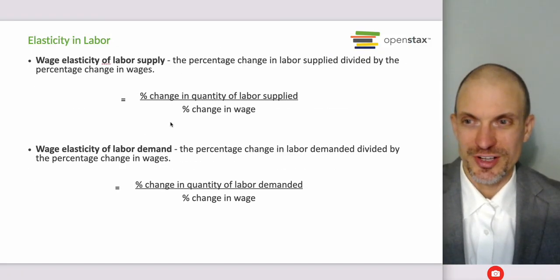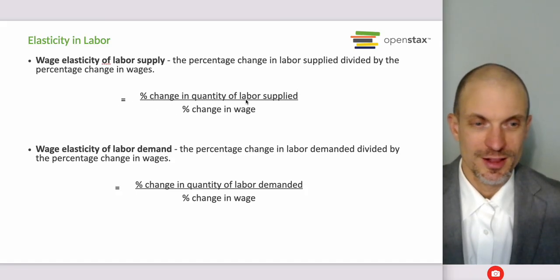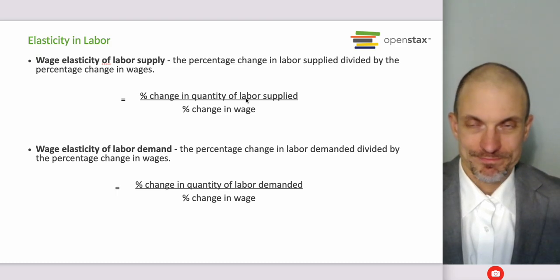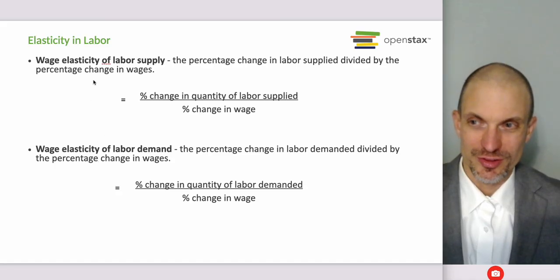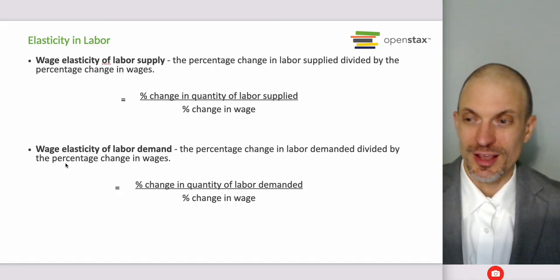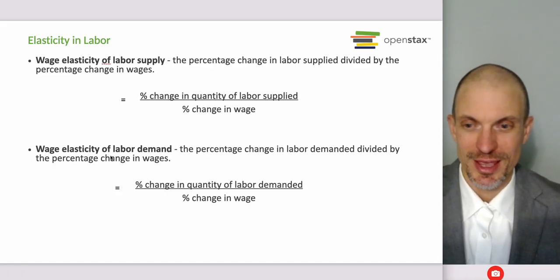All right, so elasticity in labor, so wage elasticity of labor supply: percentage change in labor supply divided by percentage change in wage. Okay, so we have a price elasticity of supply. We also have a price elasticity of labor supply, where the price is a wage in the labor market. And similarly, we have a price elasticity of demand. We have a wage elasticity of labor demand. Basically it behaves just like a regular elasticity.